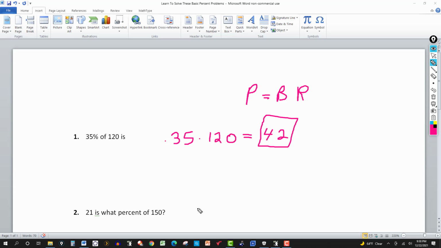21 is, so let's write it this way. Again, all we're doing here is just basically plugging into this formula right here. So 21 is equal to what percent, okay, so that's your rate. I'm going to use an R, is what percent of 150.